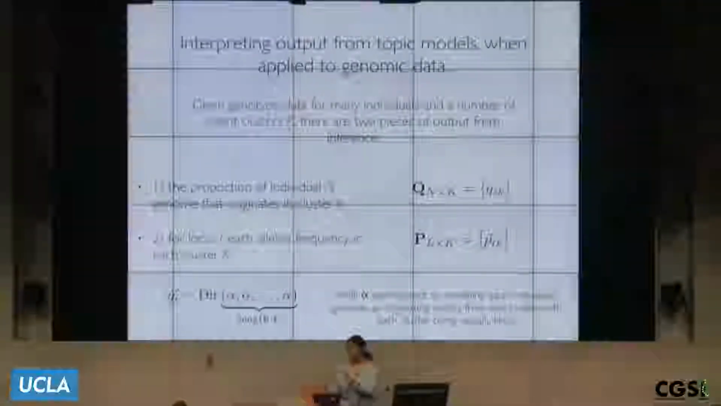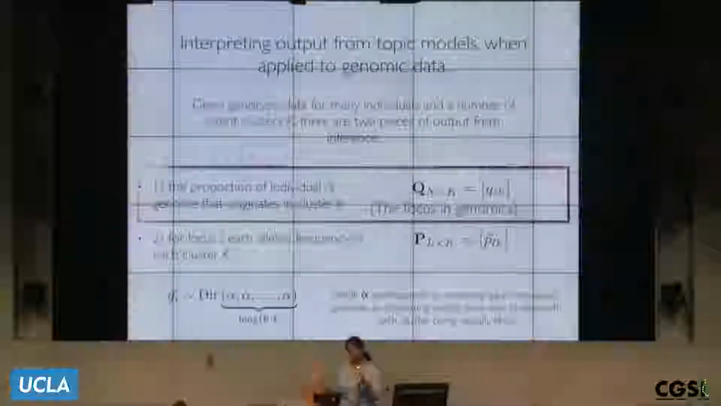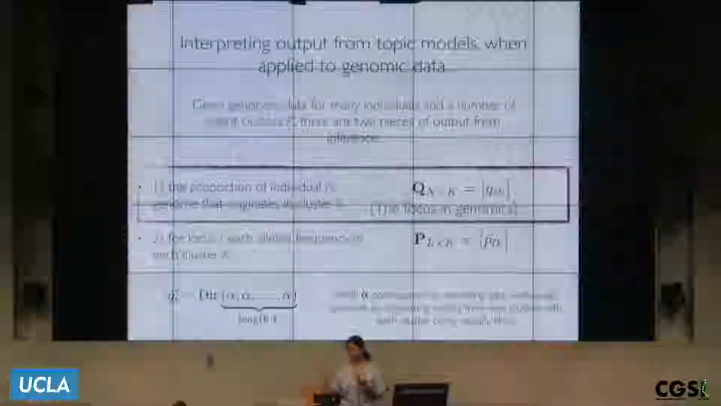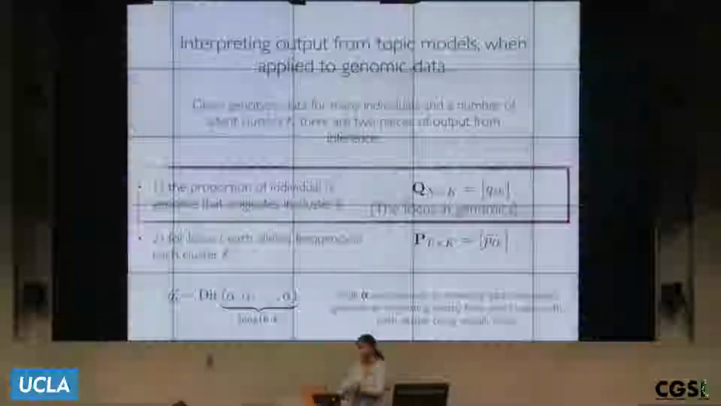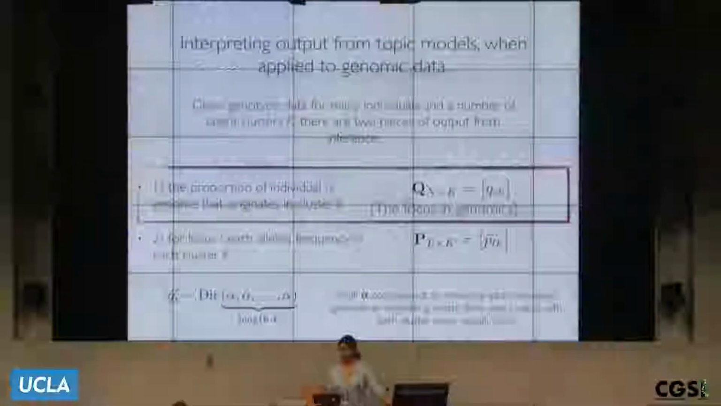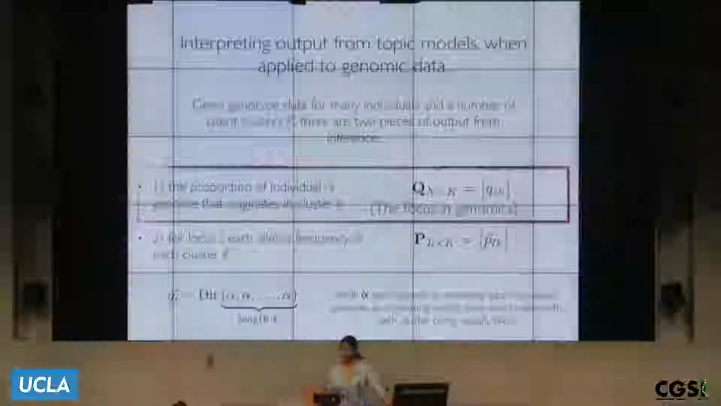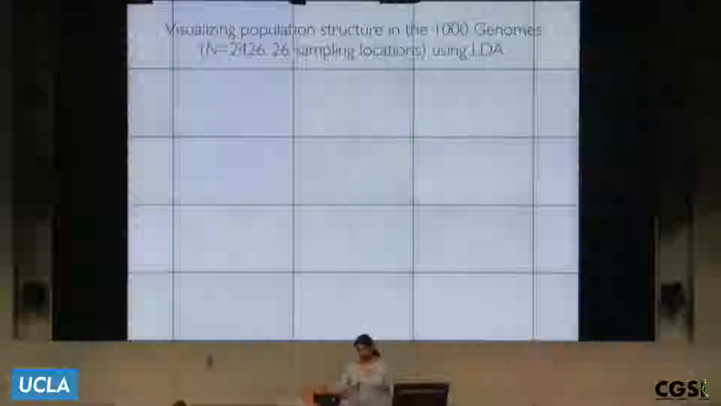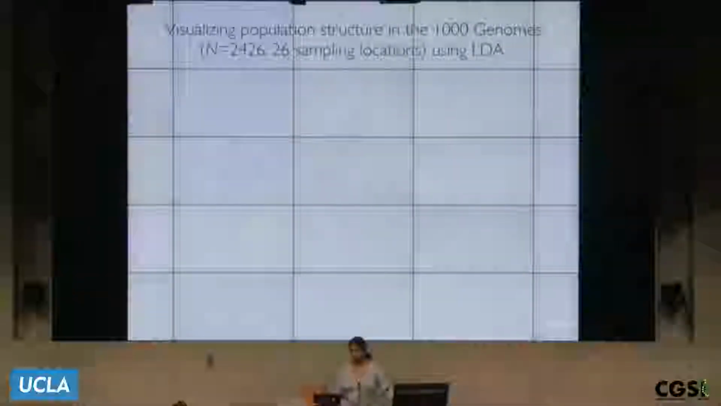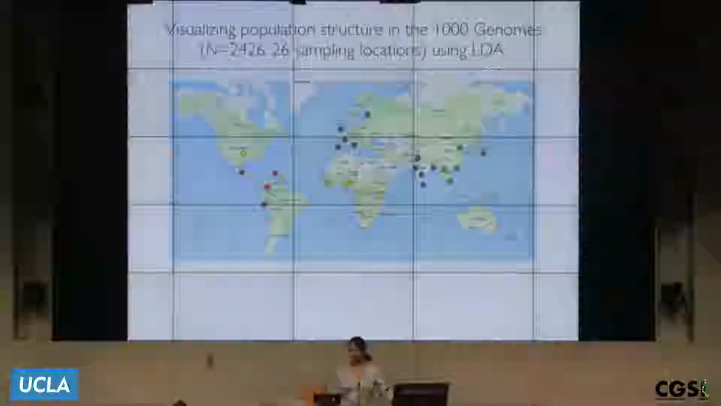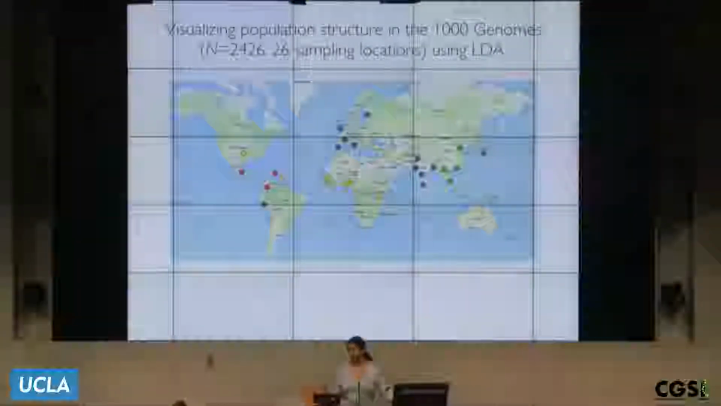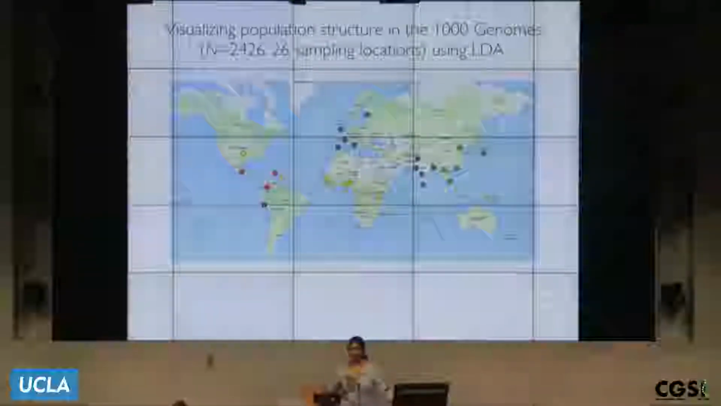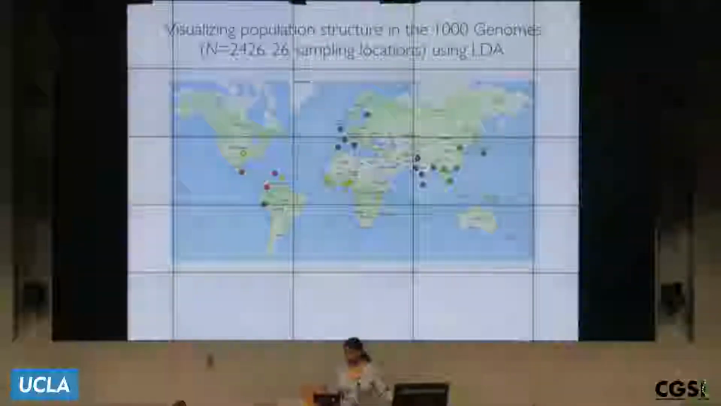So first I want to talk about what we do in genomics and some work that my lab has done on just visualizing data, and I'll come back to the idea of P matrices. Okay, so suppose we're visualizing population structure in the 1,000 genomes using LDA. So many of us have done this. These are the locations of the 1,000 genomes in case you haven't used them. They come from 26 different sampling locations and are more than 1,000 genomes now.